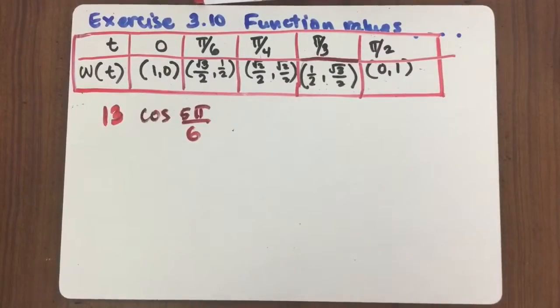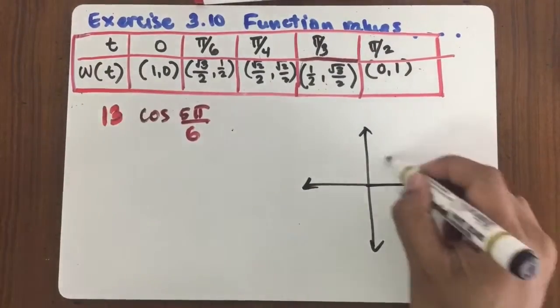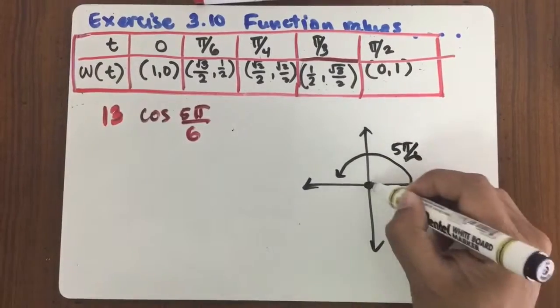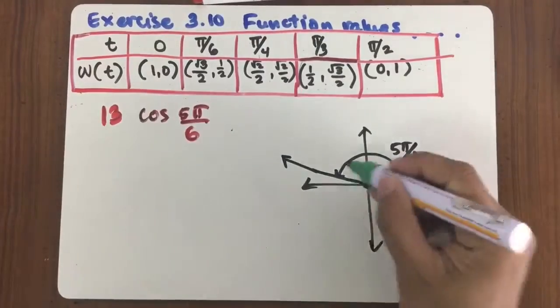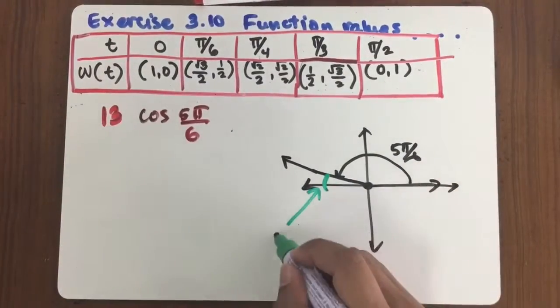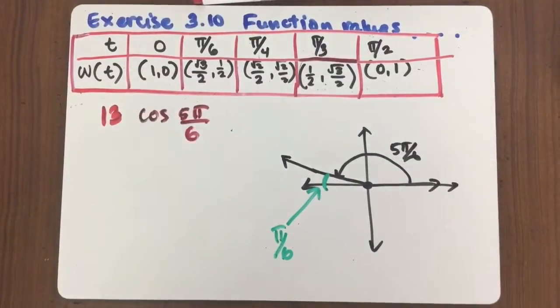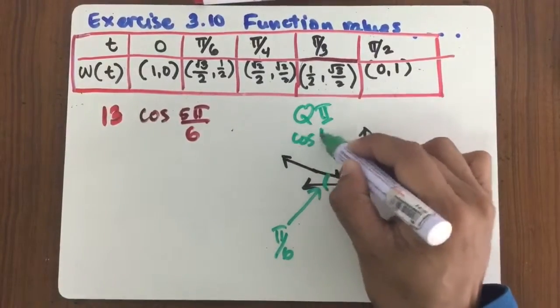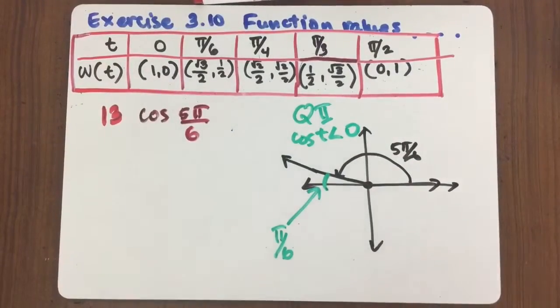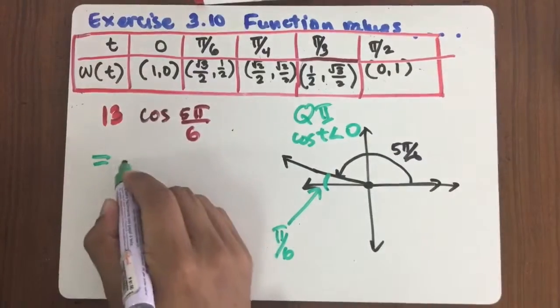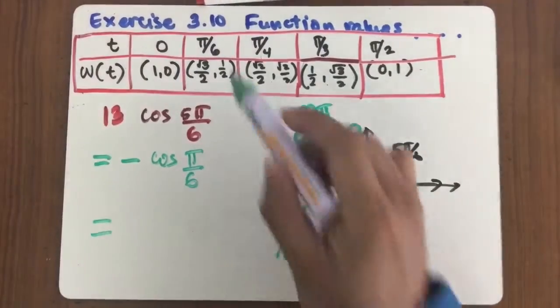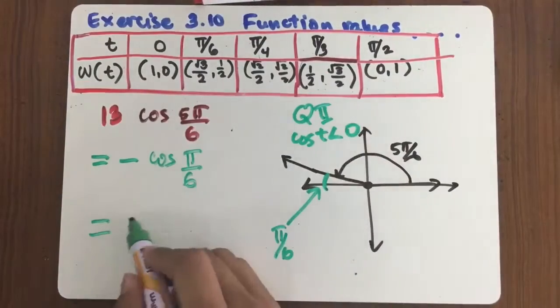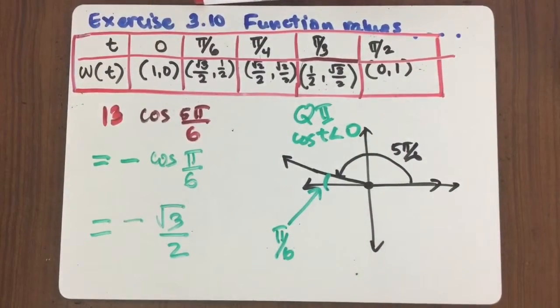Let us evaluate cosine of 5 pi over 6. Kung 5 pi over 6 yan, nasa second quadrant ang terminal side ng ating angle. At the second quadrant, ang ating cosine function ay negative at ang ating reference angle is pi over 6. Cosine of 5 pi over 6 is equal to negative cosine of pi over 6. Pag pi over 6, ang cosine ay square root of 3 over 2. So it's going to be negative square root of 3 over 2.